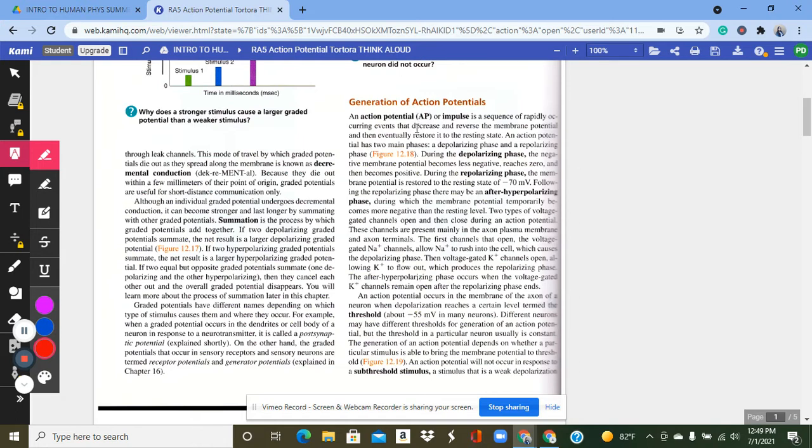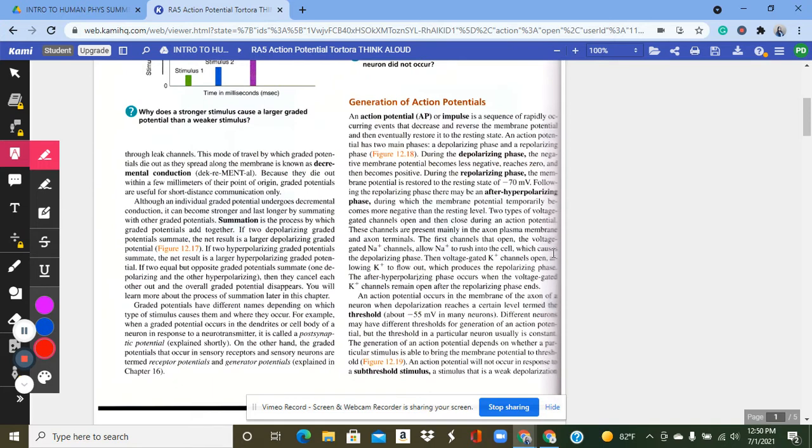Okay, so generation of action potentials. An action potential, or AP, or impulse, is a sequence of rapidly occurring events that decrease and reverse the membrane potential and then eventually restore it to the resting state. An action potential has two main phases, a depolarizing phase and a repolarizing phase. Figure 12.18. We'll look over that later, but let's just finish reading this paragraph first.